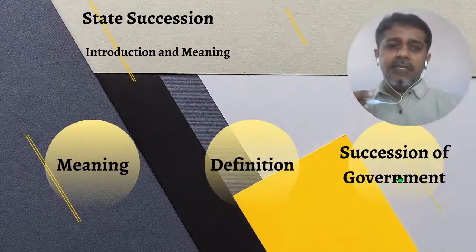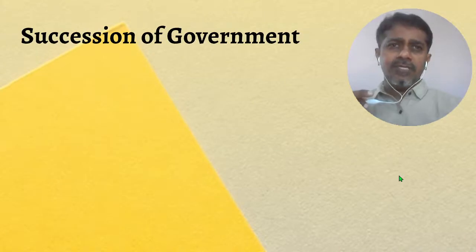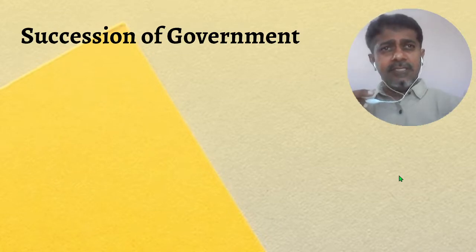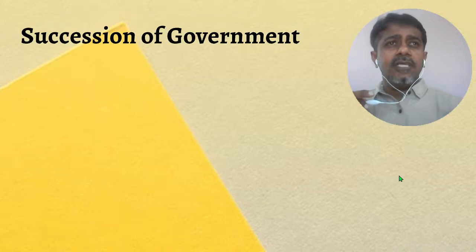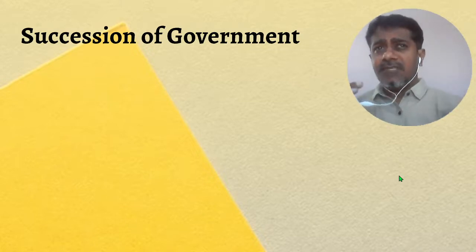Moving further is succession of government. Often we get confused between succession of state and succession of government. In both cases, definitely there is going to be a change in the sovereignty, but as far as the change in sovereignty which is going to happen through succession of state, it is going to be an external change of sovereignty.